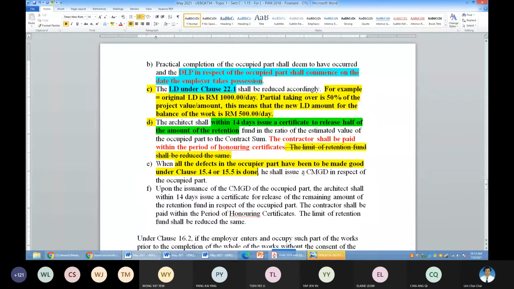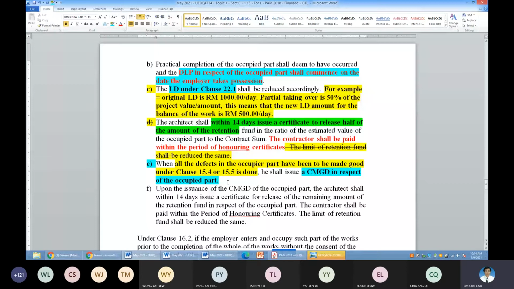So please remember that once this happens, the contractor will have received two CMGDs. One is for the partial taking over before the project is complete, and then there is another CMGD for the original contract. Clear? If there is taking over more than once, then you have more than one CMGD, more than one CPC, and so on. Just treat the taking over part as a contract by itself.